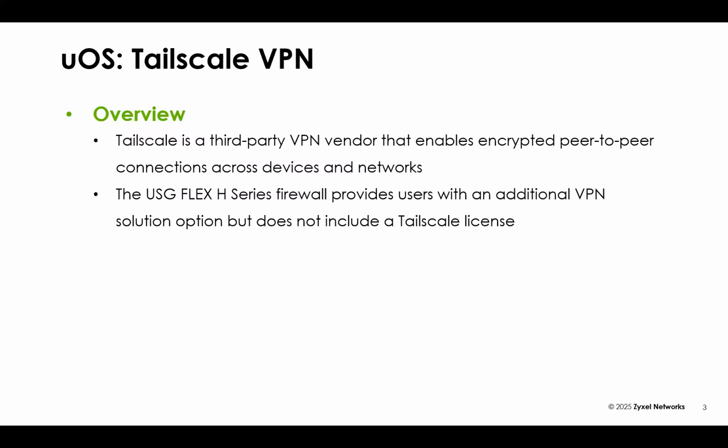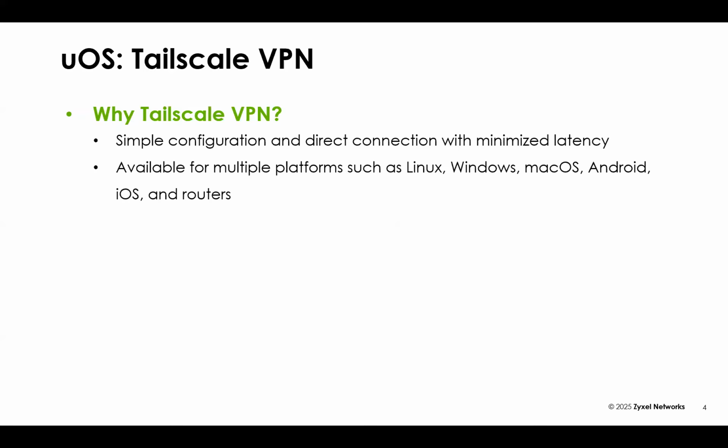So with the USG Flex H series, we actually have embedded the ability to have the Tailscale VPN on the firewall. So how does that work? Let's talk about why you would want to use Tailscale VPN. Tailscale VPN doesn't rely on a centralized server to handle VPN connections. Like I said, it builds a mesh between the devices, and it makes it a lot simpler to add any device you want to the VPN network.